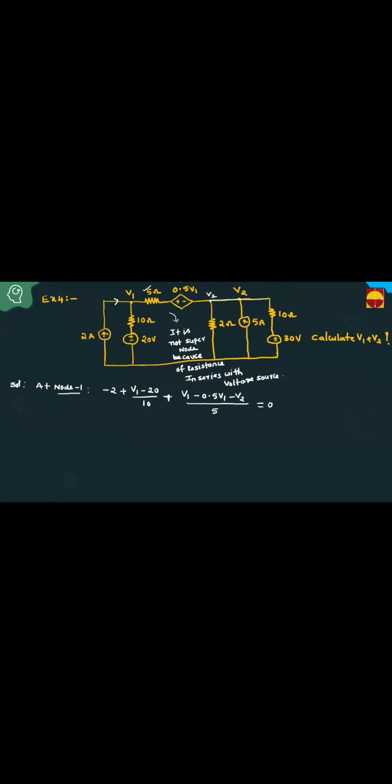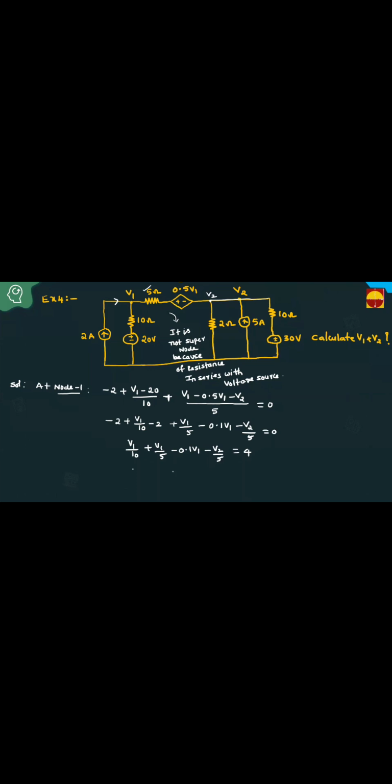Then you have to simplify this. This is minus 2 plus V1 by 10 minus 2 plus V1 by 5 minus 0.1 V1 minus V2 by 5 equal to 0. Then V1 by 10 plus V1 by 5 minus (V1 minus V2) by 5 is equal to 4. Then what is the LCM here?